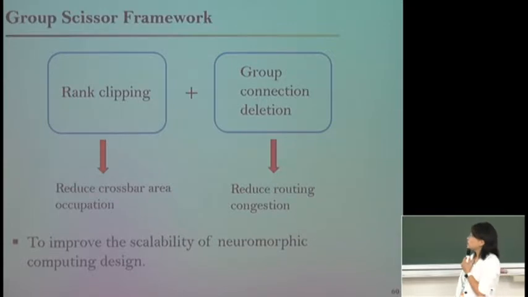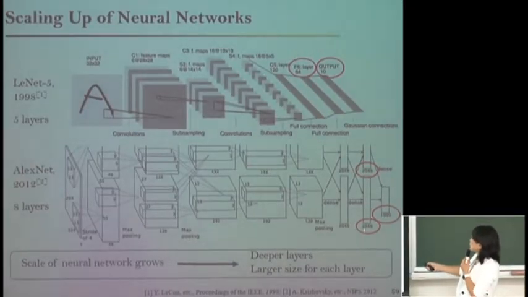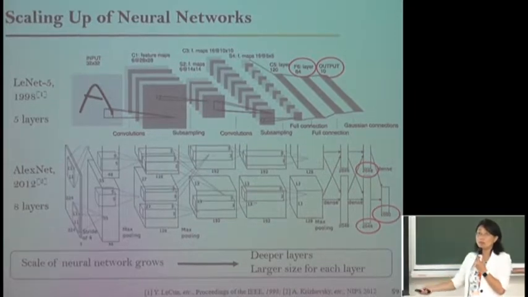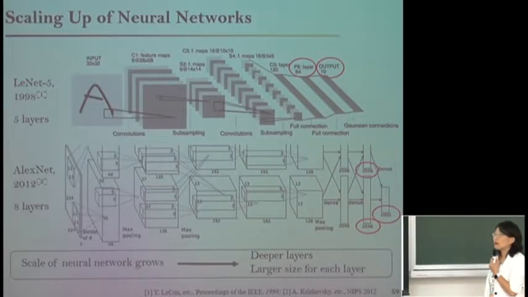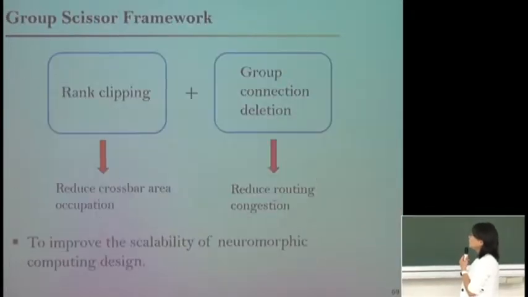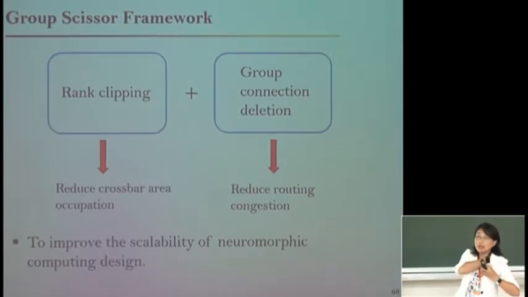Another observation, on a higher level, is that though the array here is huge, many of the weights are zeros, or the value is extremely small, and even removing them doesn't hurt system performance a lot. So we propose what we call the Scissor framework. It has two components corresponding to two goals.